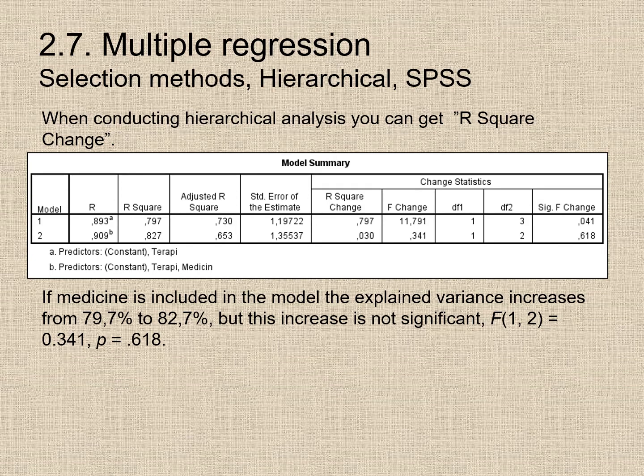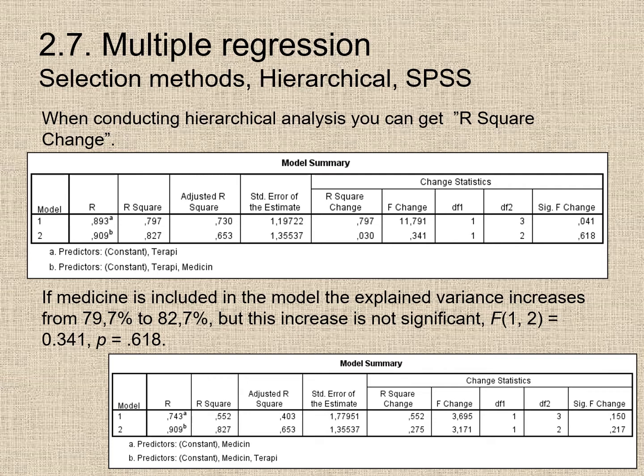If we then in the next step add therapy, it increases to 82.7%, and that of course is exactly the same as there. It increases by 27.5%, but that increase is not significant. So of course here we might get the picture. None of them is significant, but that's because therapy is actually significant, but it's not significantly improving the model if medicine is already in the model as a predictor.